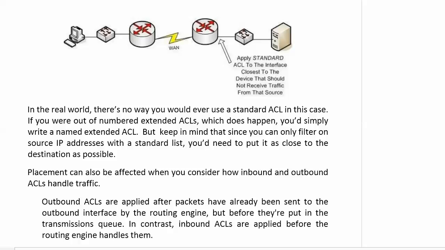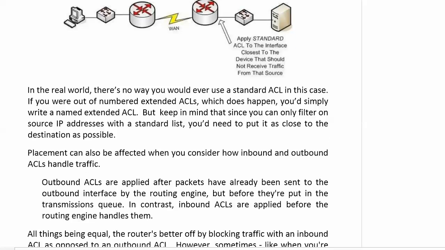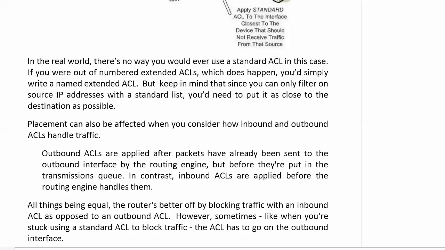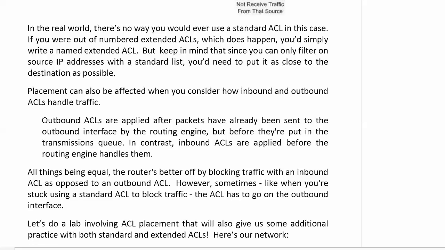Placement can also be affected just a bit when you consider how inbound and outbound ACLs handle traffic. Outbound ACLs are applied after packets have been sent to the outbound interface by the routing engine, but before they're actually put in the transmission queue. In contrast, an inbound ACL is applied before the routing engine handles them. So all things being equal, the router is better off blocking traffic with an inbound ACL as opposed to an outbound ACL. But sometimes, like when you're stuck using a standard ACL to block traffic for some reason, the ACL has to go on the outbound interface. But again, if all things are equal otherwise, put it on the inbound interface, because that stops your routing engine from routing packets that are just going to get dropped anyway.